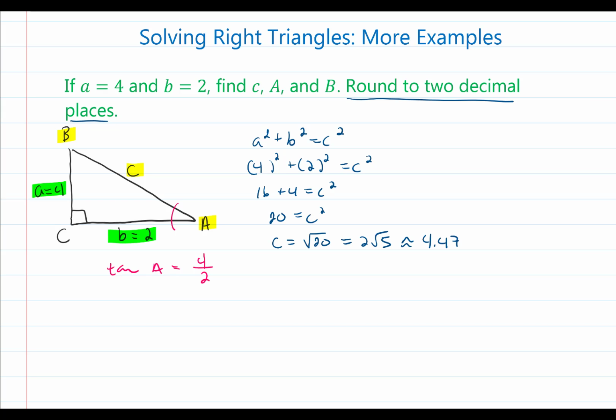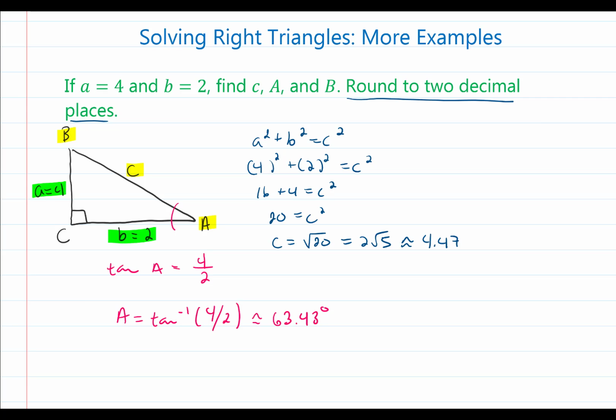Now you don't need to reduce this ratio because next you are going to take the inverse tangent of both sides. So I'll have angle A is equal to the inverse tangent of 4 halves, or you can reduce that to be 2. It doesn't really matter. Now make sure your calculator is in degrees for this problem, and then go ahead and calculate it, and what you'll get is approximately 63.43. So we have A is approximately 63.43 degrees.